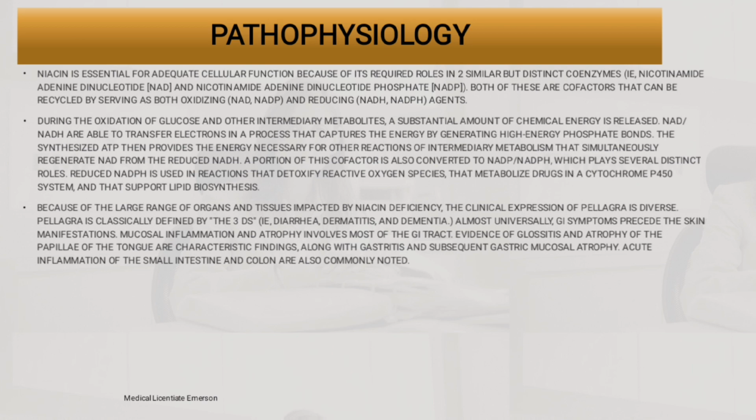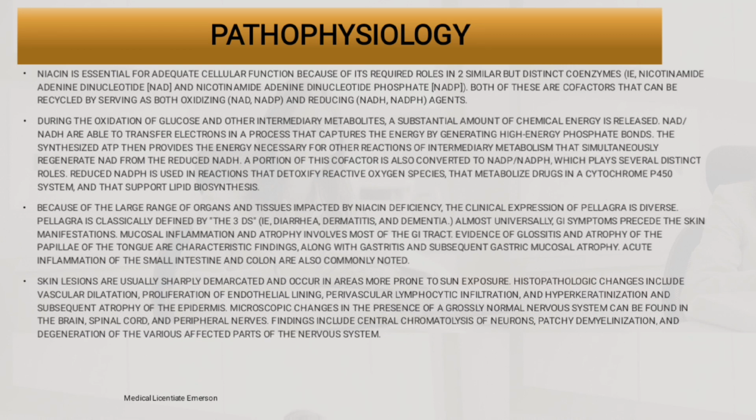Then almost universally, GI symptoms precede the skin manifestations. Mucosal inflammation and atrophy involve most of the GI tract. Then evidence of glossitis and atrophy of the papilla of the tongue are characteristic findings, along with gastritis and subsequent gastric mucosal atrophy, and acute inflammation of the small intestine and colon are also commonly noted.